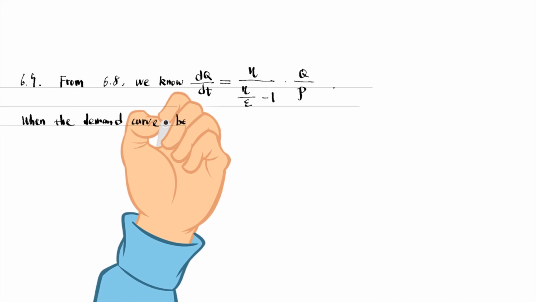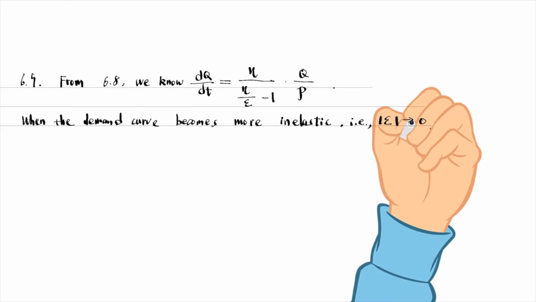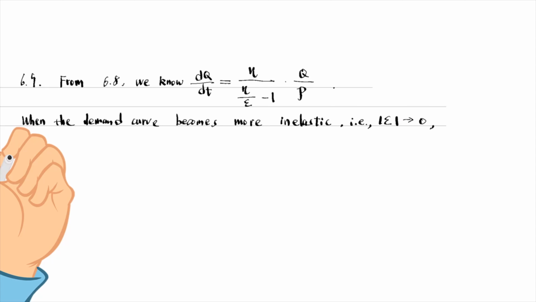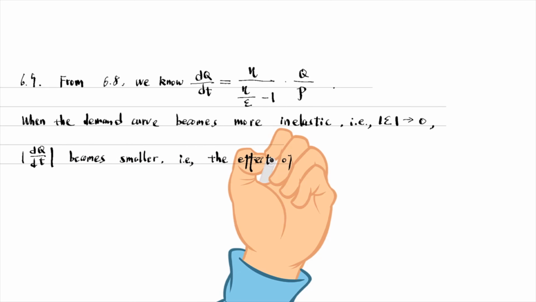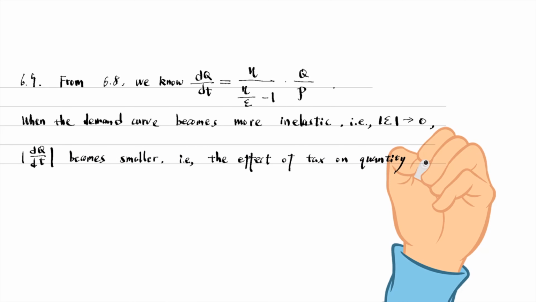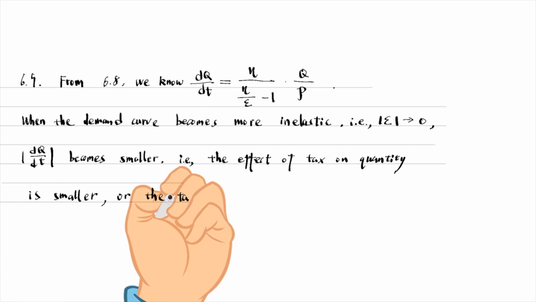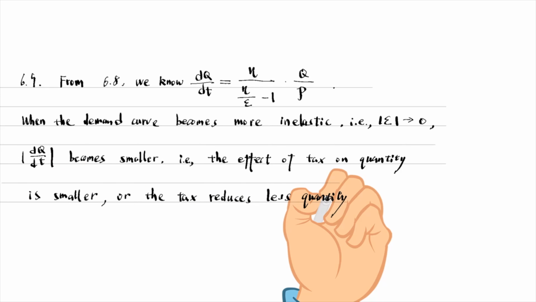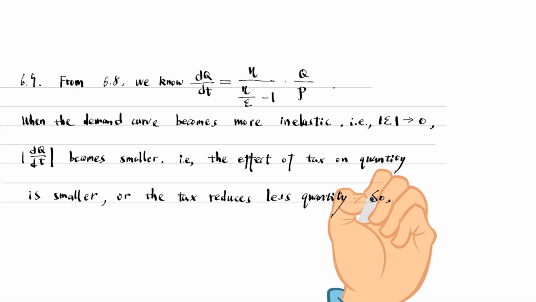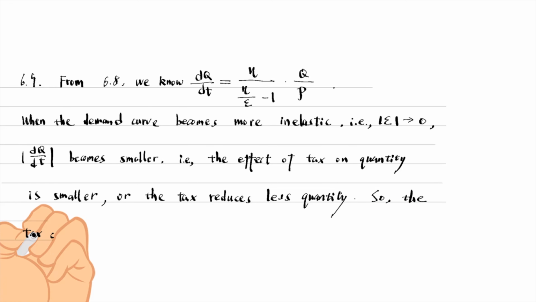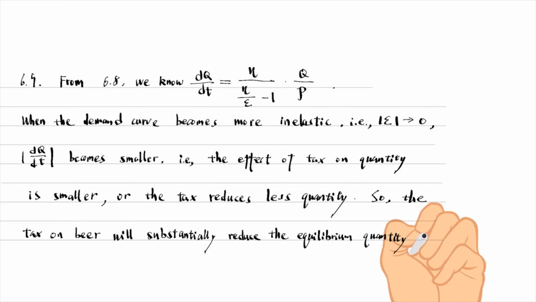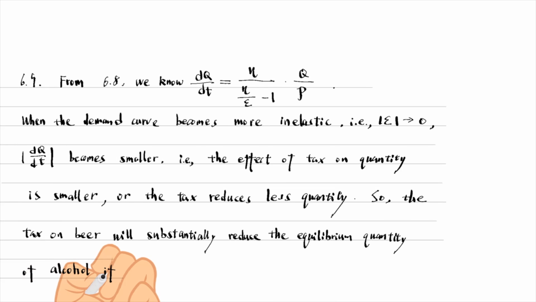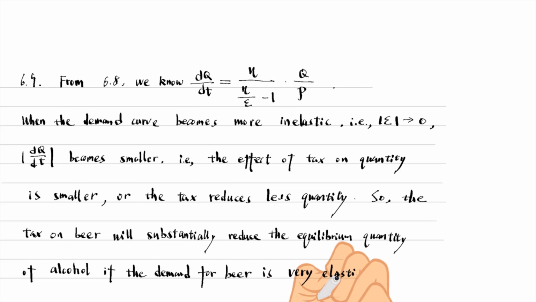When the demand curve becomes more inelastic, that is, when the price elasticity of demand approaches 0, the reduction of the quantity in response to the tax becomes smaller. In other words, the effect of the tax on quantity is smaller when the demand is inelastic. So, the tax on beer will substantially reduce the equilibrium quantity of alcohol if the demand for beer is very elastic. We consider two extreme cases to check this conclusion.